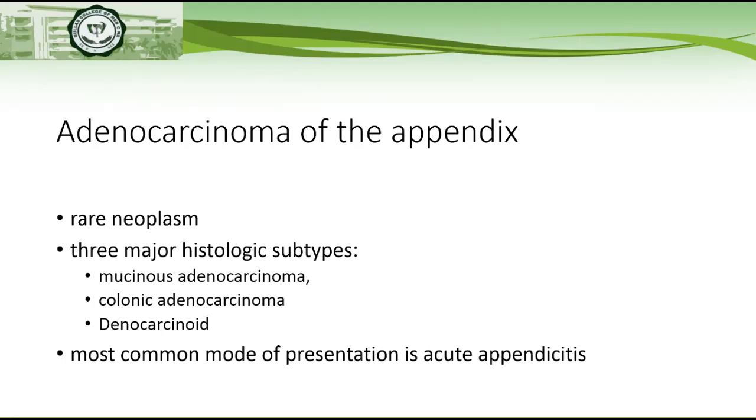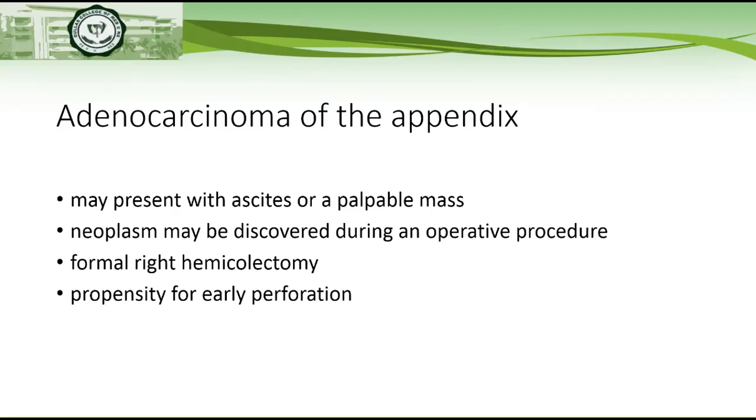Adenocarcinoma of the appendix is a rare neoplasm. You have three major histologic subtypes: the mucinous adenocarcinoma, colonic adenocarcinoma, and adenocarcinoma. The most common mode of presentation is acute appendicitis. It may present with ascites or a palpable mass, or the neoplasm may be discovered during an operative procedure for an unrelated cause. The recommended treatment for all patients with adenocarcinoma of the appendix is formal right hemicolectomy. These have a propensity for early perforation, although they are not clearly associated with a worse prognosis.